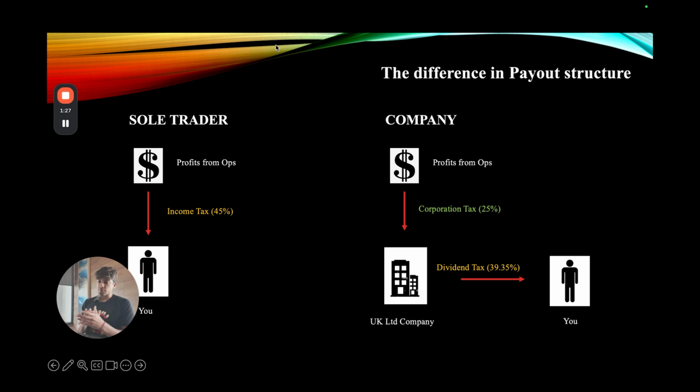If you're a sole trader, if you've got an Australian ABN, you are the business, so all the profits are attributable to you, and then you pay income tax on everything. In the UK, the highest rate is 45%. If you have a company, the company is the one that makes the profit. The company pays corporation tax, and then when you want to pay yourself out, you pay yourself dividends, and then you pay taxes again on that dividend, this time personally.